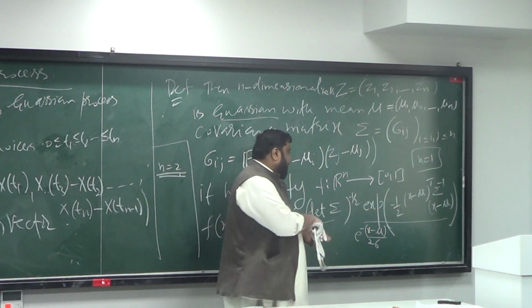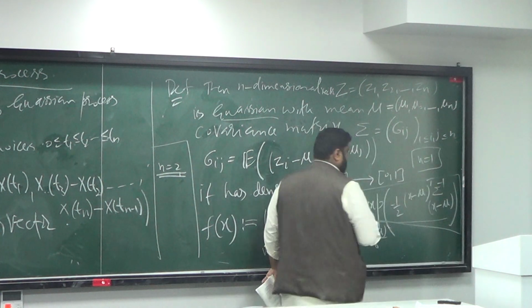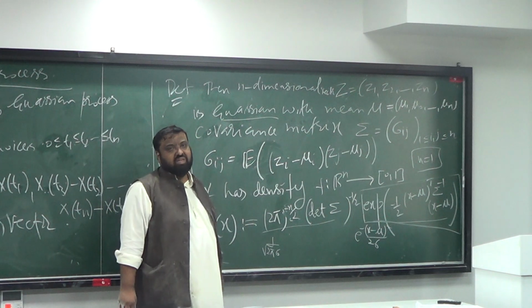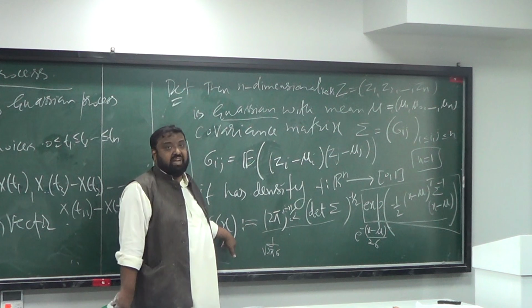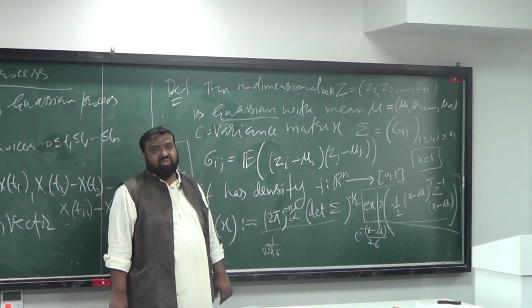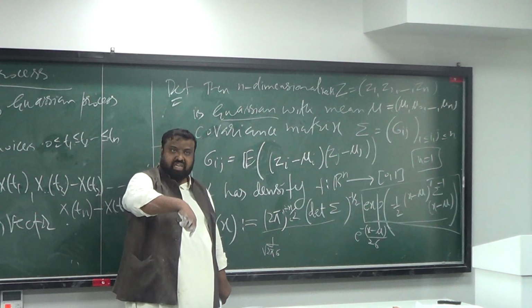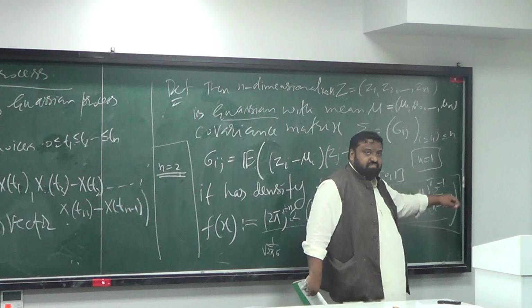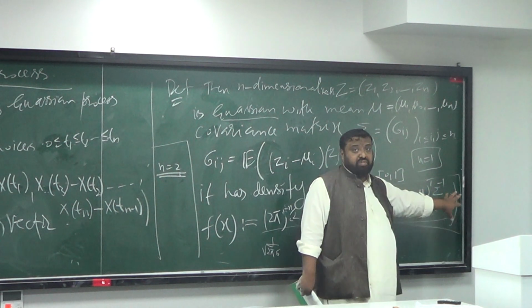Because think about it. This is nothing, this is just a number actually. That's a function of x, where x is a vector actually. So it's going to be a function depending on the components of x. While this sigma inverse is like a constant, a collection of constants. So this is purely a function of x.